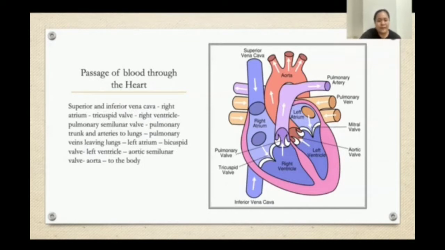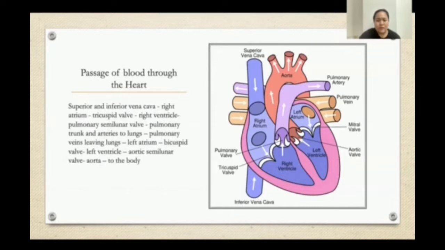Firstly, blood enters the heart through the large veins, which are the inferior and superior vena cava. They empty the deoxygenated blood from the body into the right atrium of the heart. As the atrium contracts, blood flows from the right atrium into the right ventricle through the tricuspid valve. When the ventricle is full, the tricuspid valve shuts.